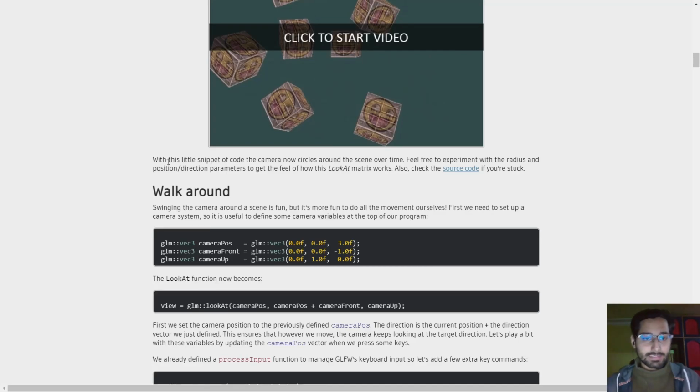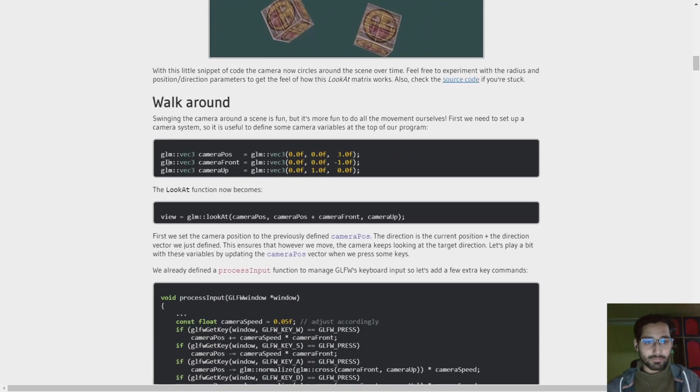With this little snippet of code, the camera now circles around the scene over time. Feel free to experiment with the radius and position or direction parameters to get a feel of how this lookAt matrix works. Also check the source code if you're stuck. Now we're going to deal with walking around.